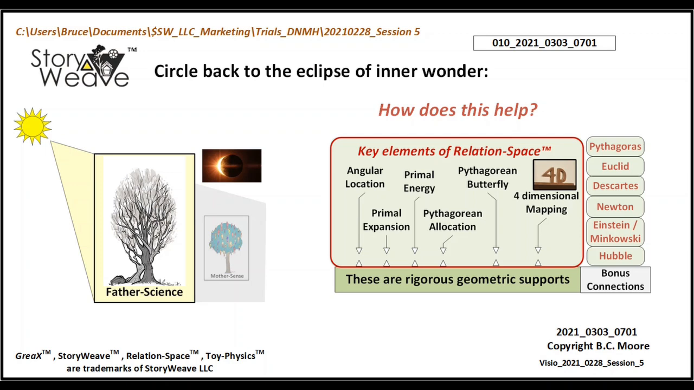And so what we want to question in this video is, how does this help? We've said that these key elements of relation space, these 6 elements, form structural support for a bridge story that takes you from one place to the other. Well, this is the place it starts with, where there's mother sense in the shadow of father science. And so we want to see why these key elements, in what way do they help?